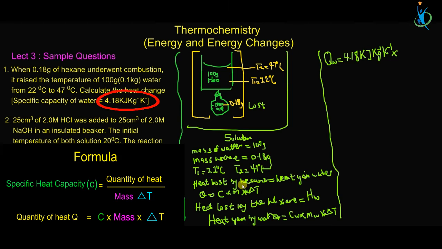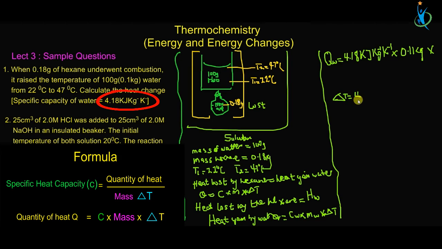What is the mass of the water? The mass of the water given to us was 100 grams, which is the same as 0.1 kilogram. Now times the temperature change in the water.